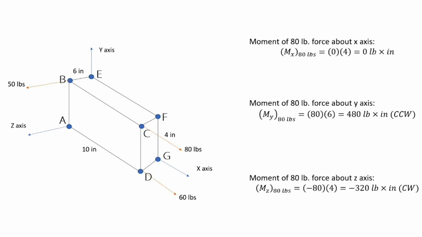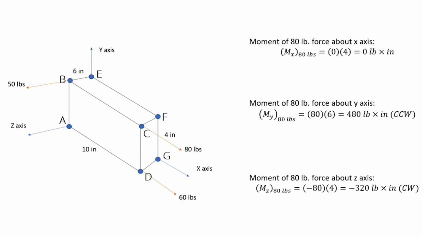Okay, so now we're going to move on to the 80-pound force. If we're trying to figure out the moment about the x-axis, the 80-pound force actually has a force of 0 about the x-axis, because when you look at the way that force is moving, it has no impact on the x-axis at all because it's going in the same direction. So we would do that force of 0 with the distance 4, but 0 times 4 is 0. So like I said, that moment is going to be 0.